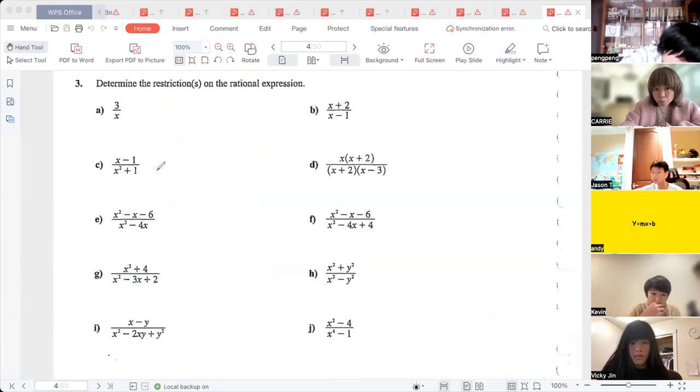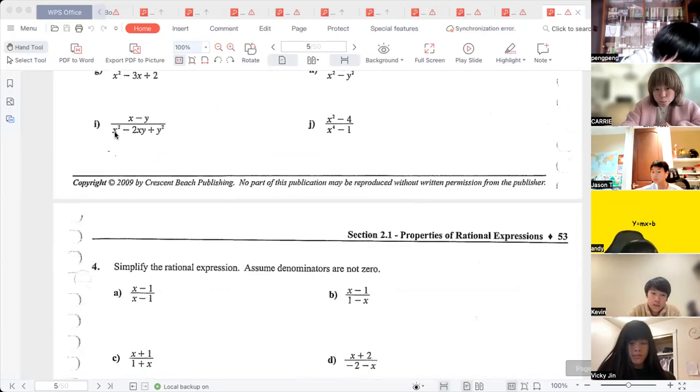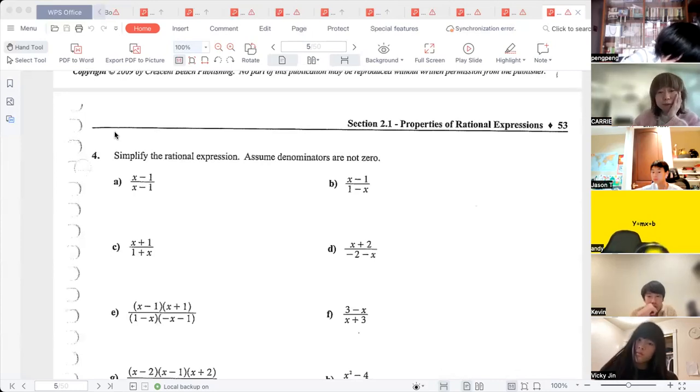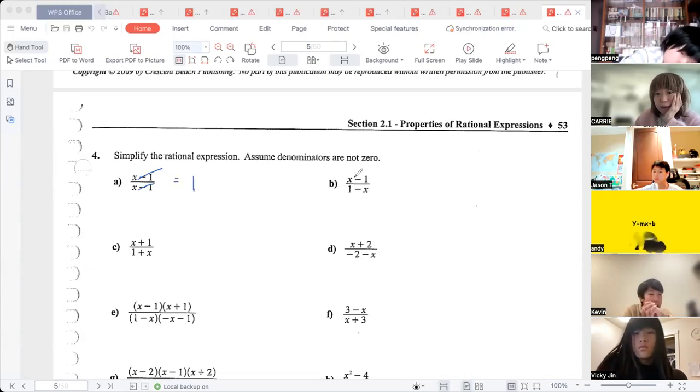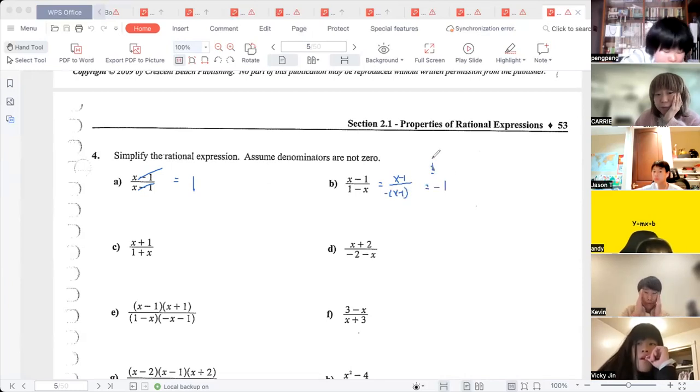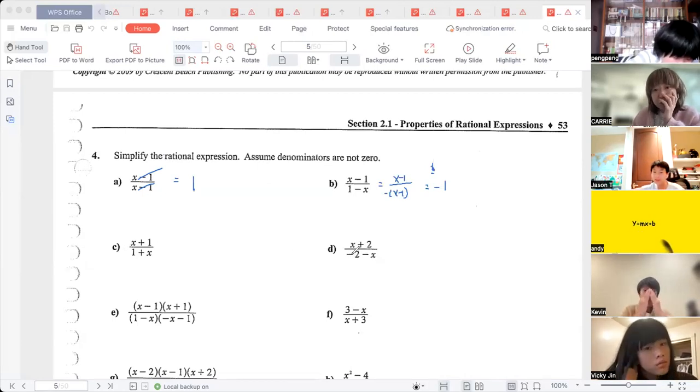Okay, everybody, let's move on. Simplify the rational expression, assuming the denominators are not 0. So we already assumed that the denominator is not 0. That means we can directly use it. So x minus 1 over x minus 1 equals 1, right? So x minus 1 over 1 minus x equals what? X minus 1 over negative x minus 1, correct? So the answer is negative 1. Okay, so you can see 2 plus x and negative 2 minus x is what?